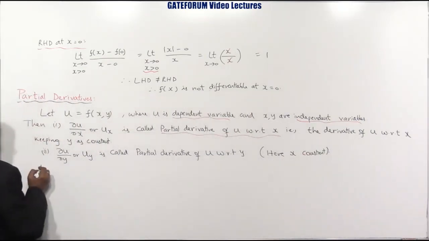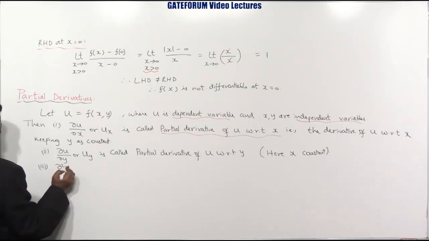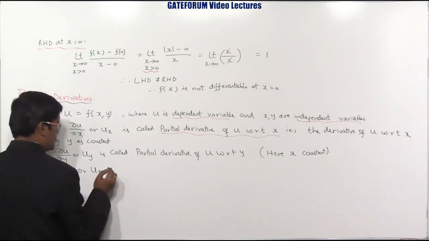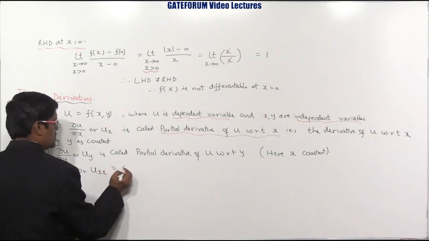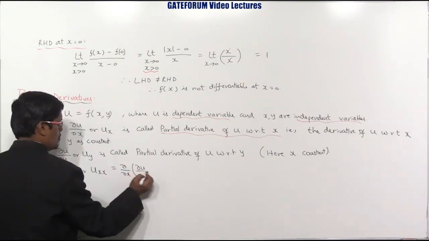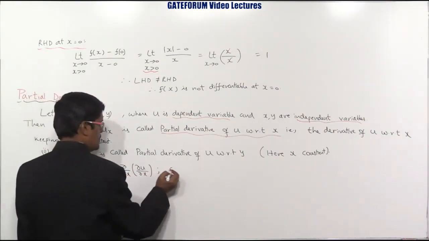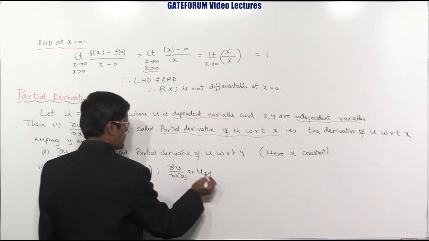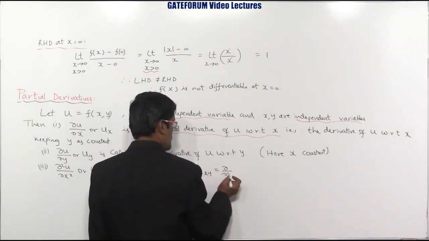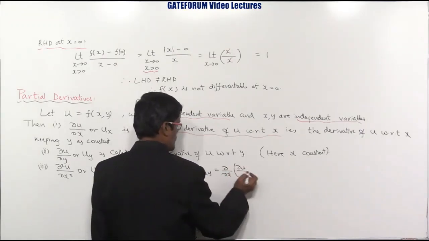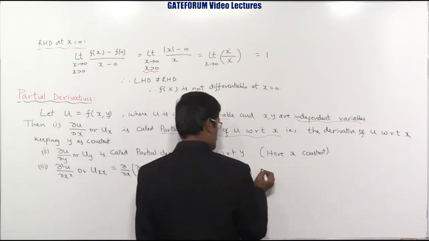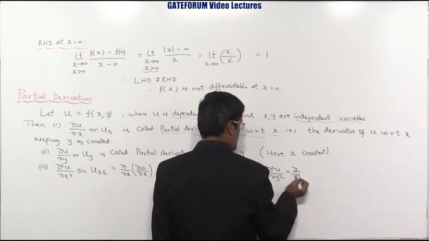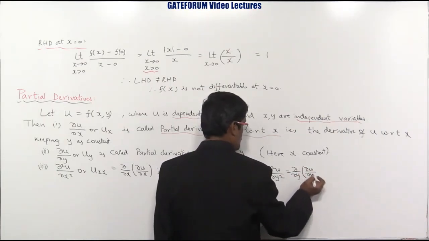Similarly, second order partial derivatives. Dou square u by dou x square, or denoted by u double x, is nothing but dou by dou x of dou u by dou x. Next, dou square u by dou x dou y, or u x y, is equal to dou by dou x of dou u by dou y. And finally, dou square u by dou y square is equal to dou by dou y of dou u by dou y.